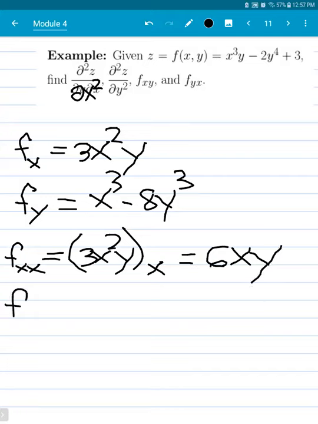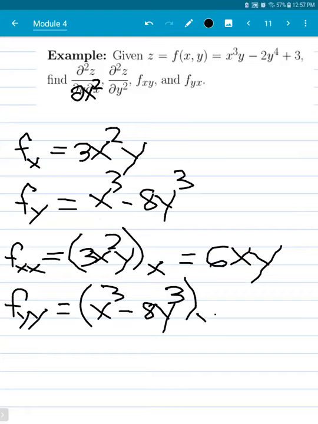Partial with respect to y. So we differentiate partially with respect to y given this one. x is constant, so that term is 0. And differentiating this one gives 3y squared times negative 8, so negative 24y squared.